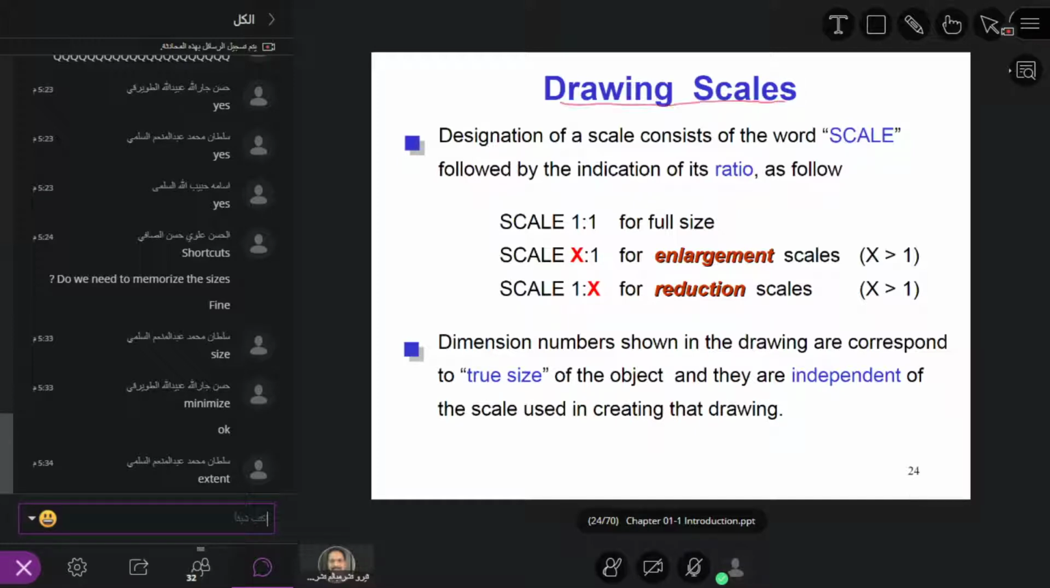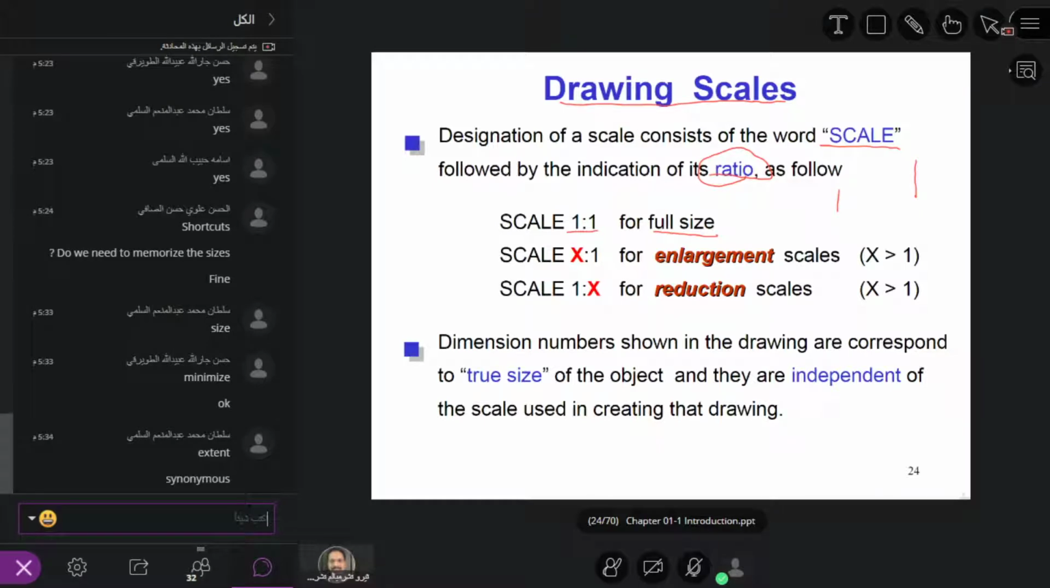Drawing scale. It consists of a scale, and it is actually the ratio. Yes, this is the right word. Ratio. 1:1 means full size. That means the actual size is 1, and you are also showing 1. So that is full size.